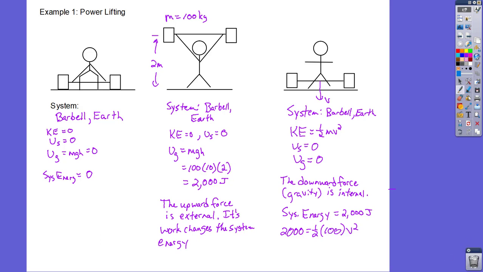Okay, let's look at another example. In this one we have a spring and a block attached to the spring. It's a classic setup here.